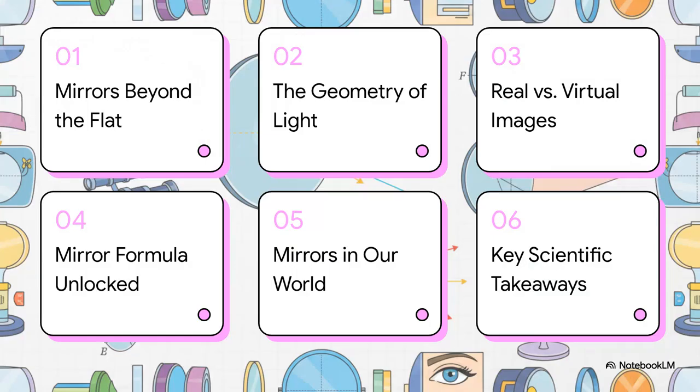Here's the roadmap for our journey. We're going to start with the two basic mirror shapes, then get into the geometry of how light behaves. We'll figure out what real versus virtual images actually means, then unlock the math behind it all. After that, we'll see these mirrors in action in the real world and wrap it up with the biggest takeaways.